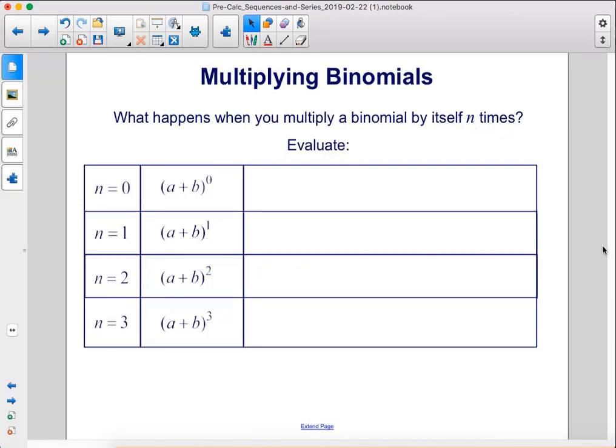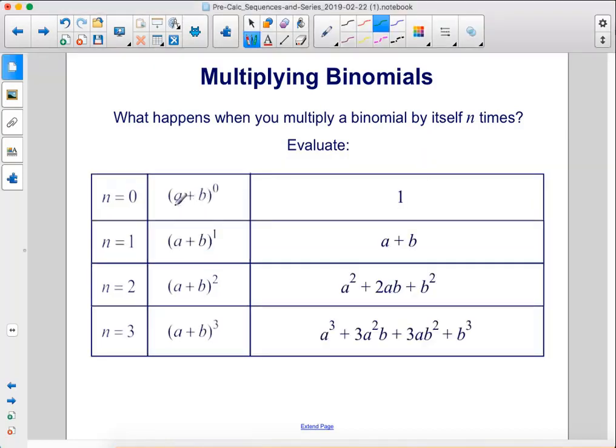Let's evaluate. Alright, so a plus b to the 0 power, well, anything to the 0 power is 1. A plus b to the first power is just a plus b. A plus b squared is the same thing as a plus b times a plus b. So using FOIL, we get a squared plus 2ab plus b squared. And here we have a plus b cubed. So that gives us a cubed plus 3a squared b plus 3ab squared plus b cubed.